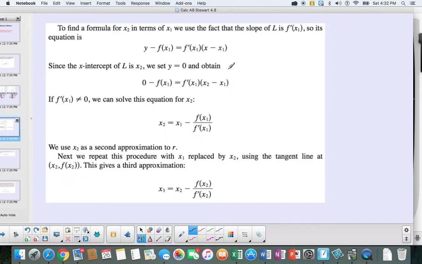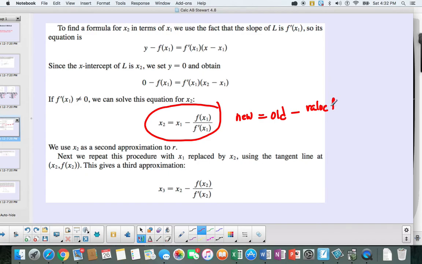All right, and that's what's happening here. This is what we arrived at, and I want you to see that the new guess is equal to the old guess minus the value of the function divided by the value of the derivative at that same x value. And that same thing is happening here. It's the old guess minus the value of the function at that guess divided by the derivative at that guess.